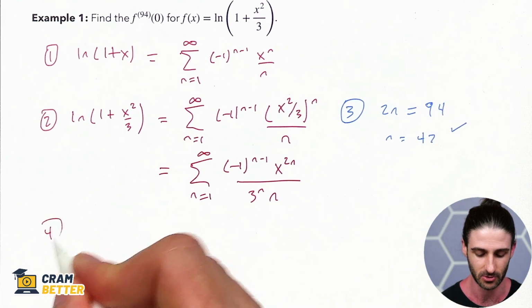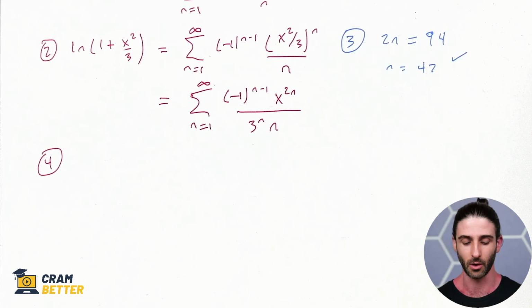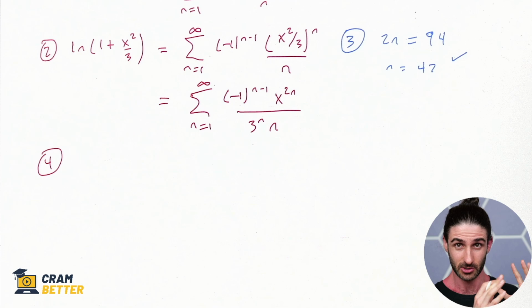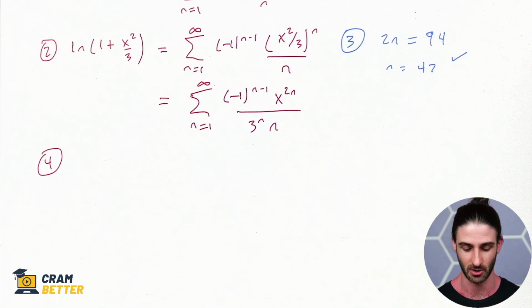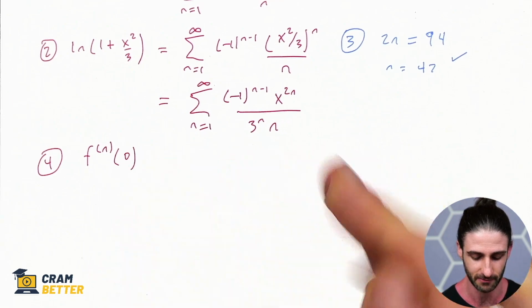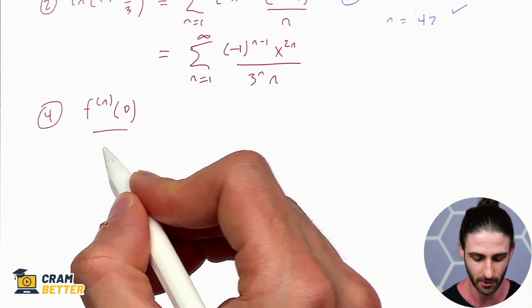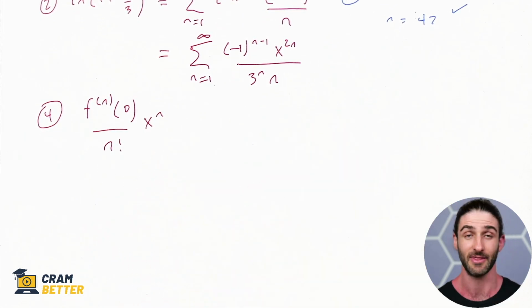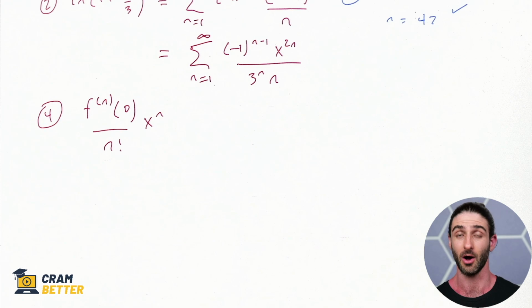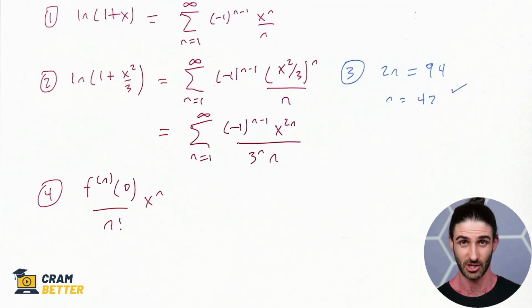So now we're going to move on to the fourth step, and this is probably the most key, important step. We're going to look at the generic term from the generic Taylor series. As a reminder, the nth derivative at 0, because we're looking for it at 0, so to be clear, we're looking for the Maclaurin series here, over n factorial times x to the n. That is our generic nth term of the Taylor series. And if you look back at the procedure, we're at that point now where we're looking at that generic power series term, the general term.